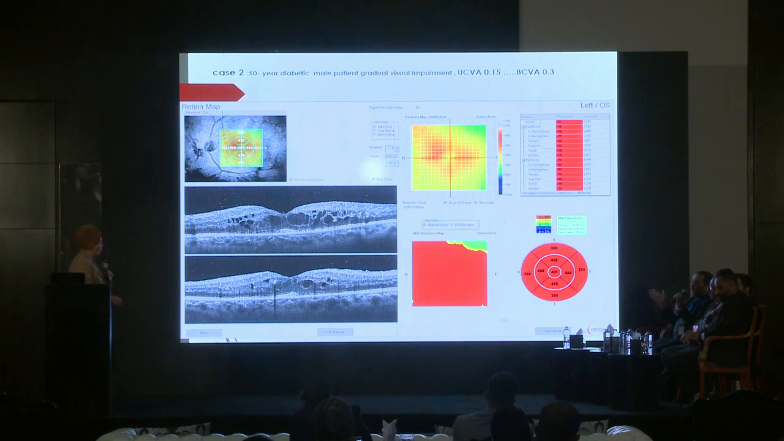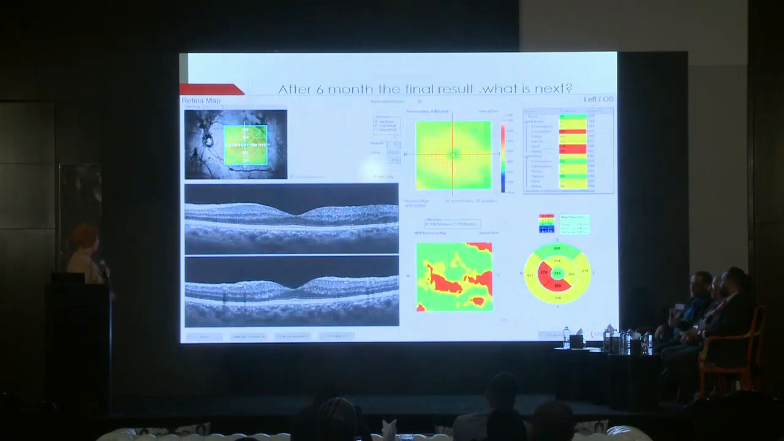And of course, I have to ask whether the patient is phakic or pseudophakic, because this will influence which other agent I will choose. Okay, thank you. And this is the OCT after 6 months, the final result.